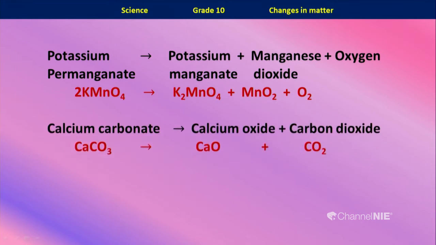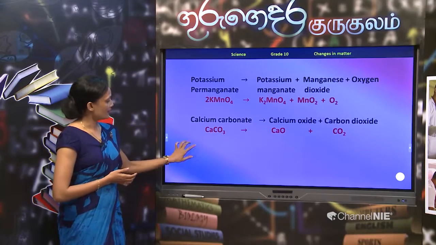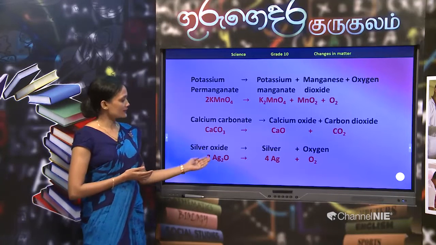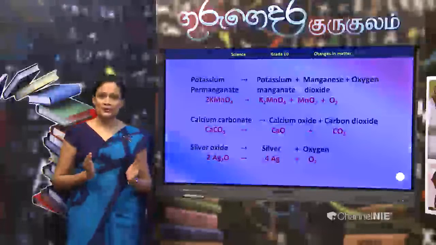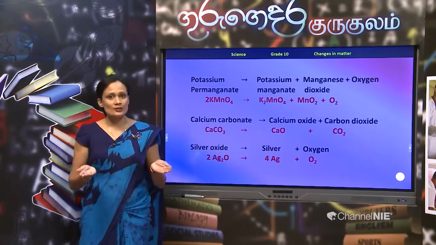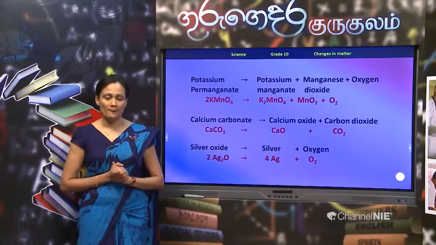Look at this one. Calcium carbonate. When we heat calcium carbonate, it forms calcium oxide and carbon dioxide. Here also a single reactant is converted into a number of products. Okay, look at this example. Silver oxide. When heating silver oxide, it forms silver and oxygen gas. Here also a single reactant is converted into a number of products. That's why we know in decomposition reactions, a single reactant is converted into a number of products. For these reactions also, we can make a common formula. Okay, look at this slide.